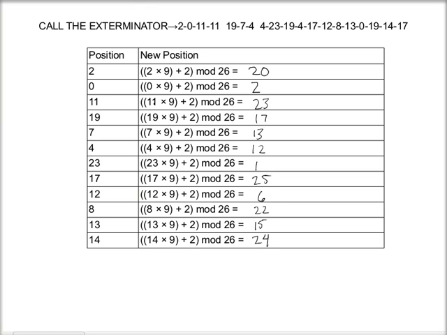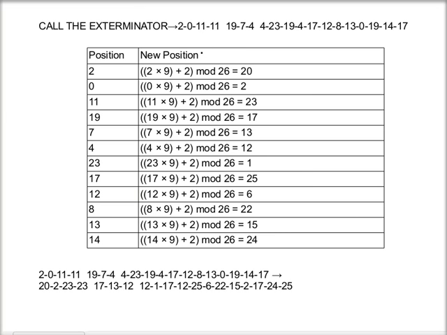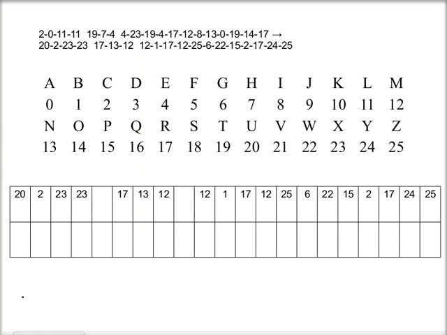So those are my new positions, and now I just need to go back and replace my old position numbers with their new position numbers. So that is going to give me these position numbers down here, and the last step is to go back to my letter chart and replace those position numbers with their corresponding letters. So here I've got my position numbers in my chart, and I just go through and look up the letters.